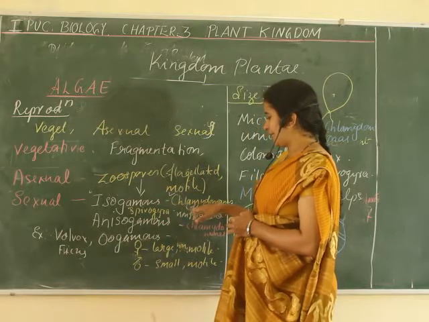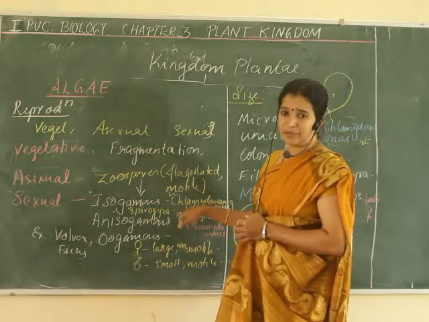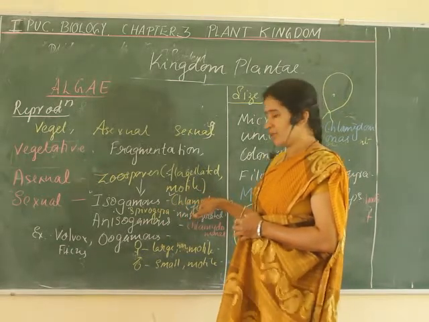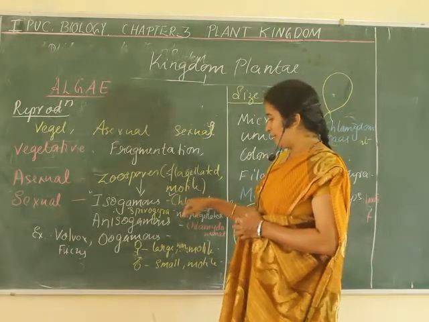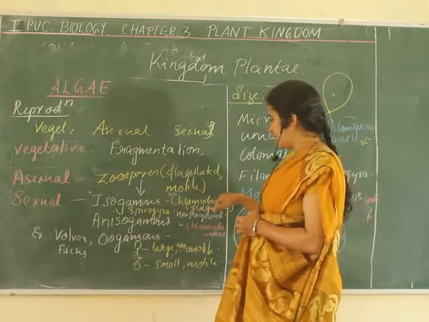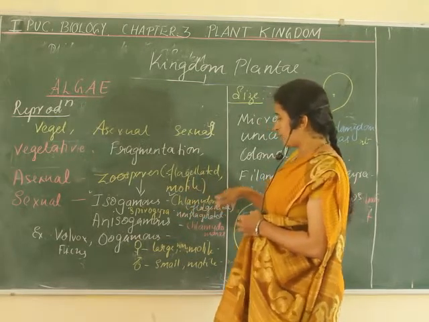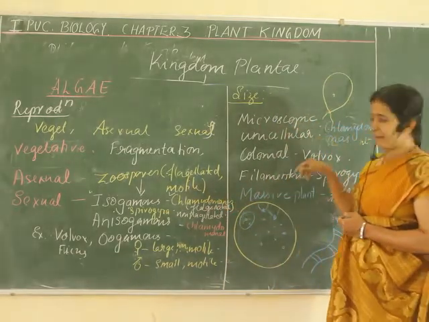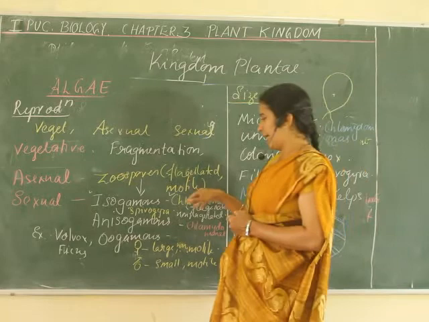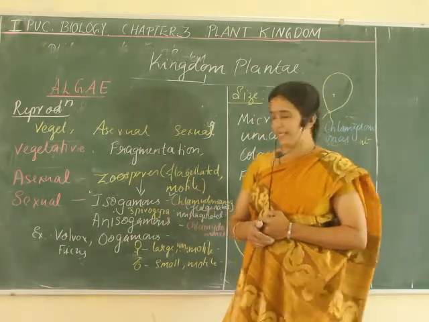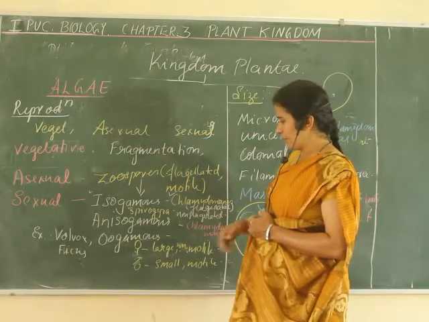Isogamous: here the gametes are of a similar kind. The fusion takes place between 2 gametes which are similar in nature. It is found in the example of Chlamydomonas, which is flagellated. In Chlamydomonas, you can see the flagella, these structures. But in Spirogyra, they do not have flagella. Those are the 2 types of isogamous.